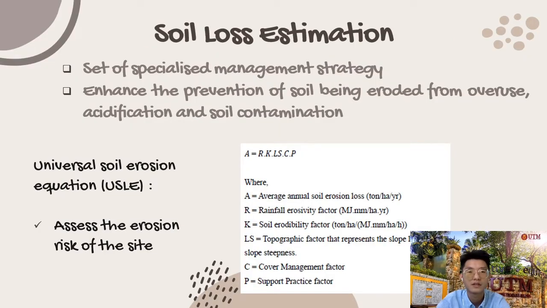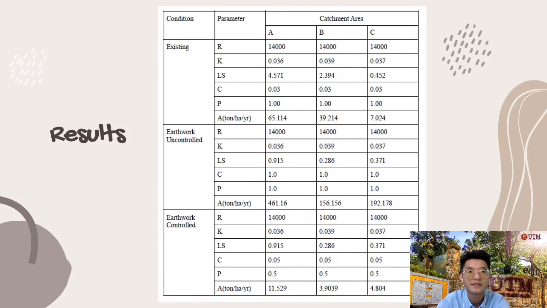While the soil loss estimation is a set of specialized management strategies, it helps to enhance the prevention of soil being eroded from overuse, acidification, and soil contamination. Below is the Universal Soil Loss Equation as stated. It is used to assess the erosion risk of the site. And this is the result that we got.